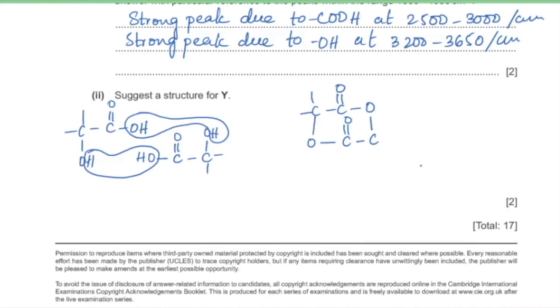Now you need to give this structure the shape of a cyclic structure. So it will be C double bond O, then an ester linkage, and then a carbon atom again, where we'll again have an ester linkage. So this is the structure for Y.